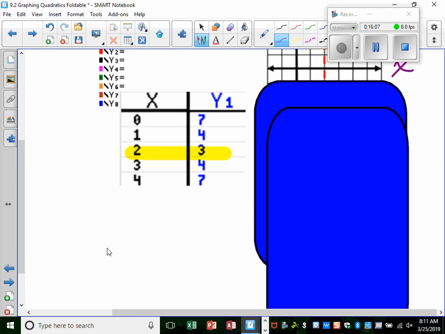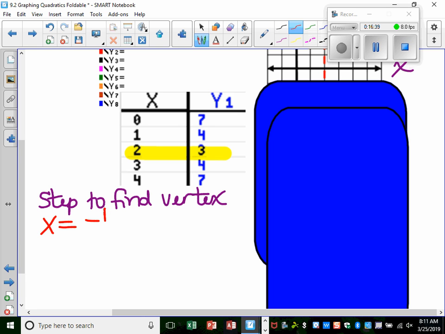Okay, now I'm going to show you how to find that vertex point by hand, because sometimes the vertex point might be in between two numbers. It might not always be a whole number or an integer. So this is what you're going to do. Steps to find the vertex. This is doing it mathematically. For your homework, you might have to do this if you cannot read the coordinates. So you're going to use x equals the opposite of b divided by 2a.